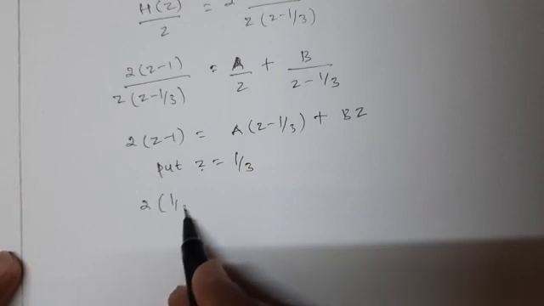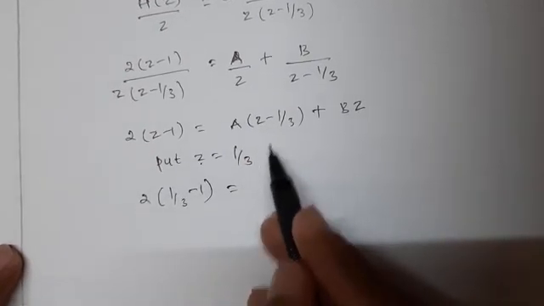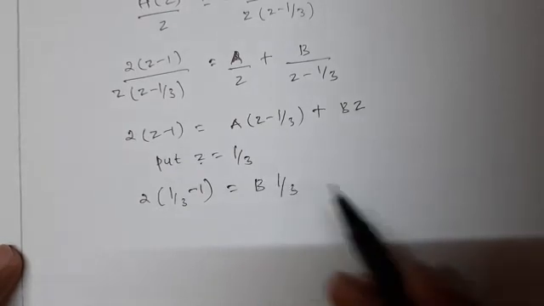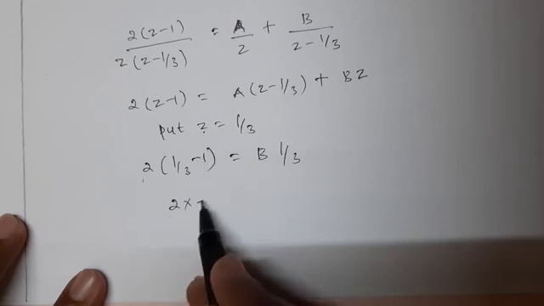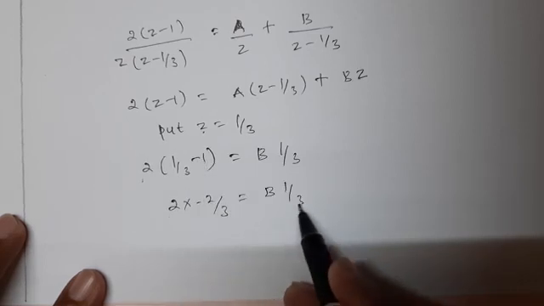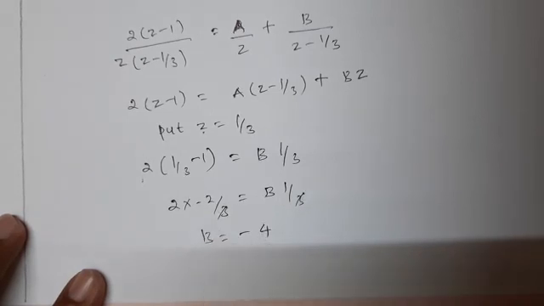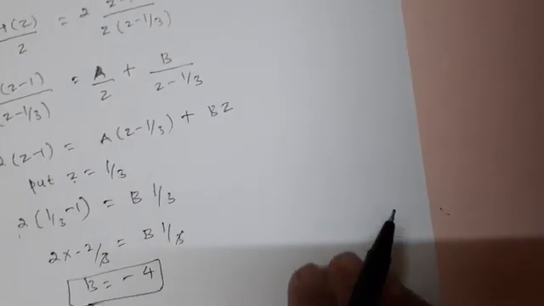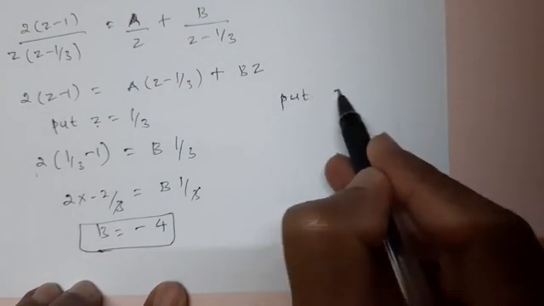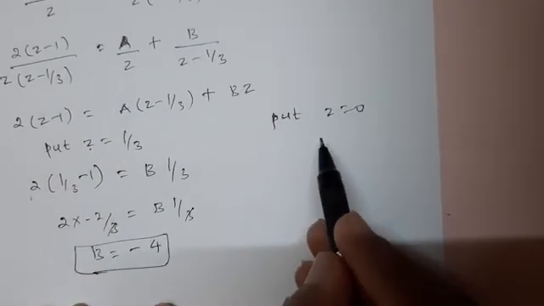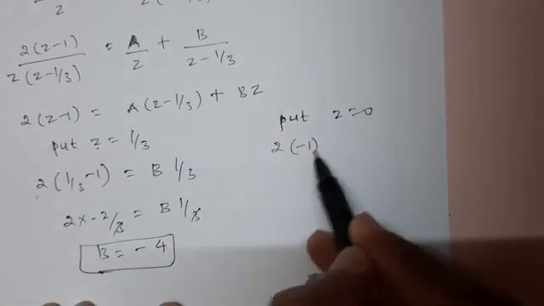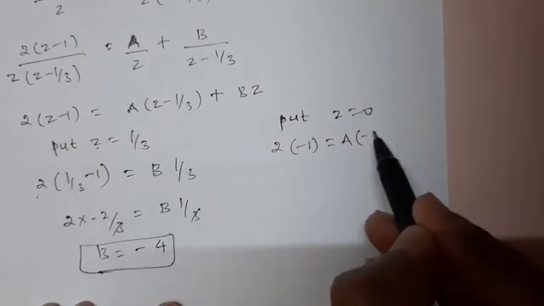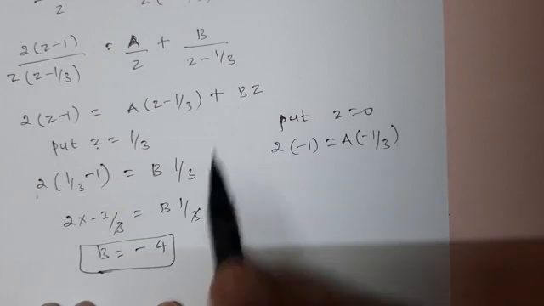Put z equal to 1 by 3. So 2 into 1 by 3 minus 1. Here, when you put 1 by 3, it is 0. Here b into 1 by 3. So 2 into 1 by 3 minus 1, that is 2 into minus 2 by 3 is equal to b into 1 by 3. The 3 you shift here, 3 gets cancelled. You are left with b equal to minus 4. Okay. Put z equal to 0 to find a. So z equal to 0 means 2 into minus 1, which is equal to a into minus 1 by 3 plus b into 0.